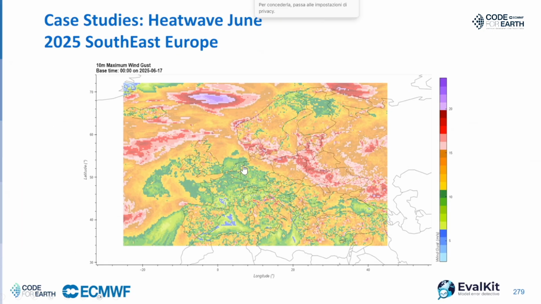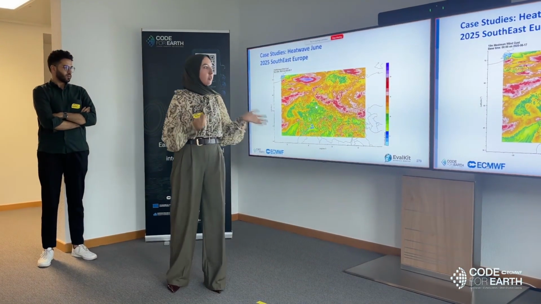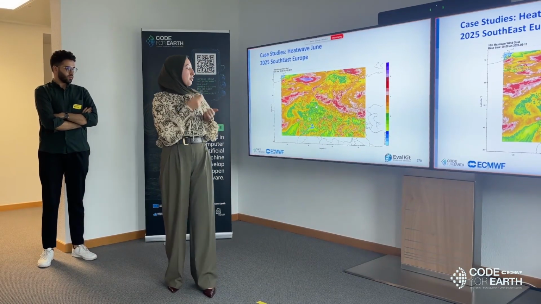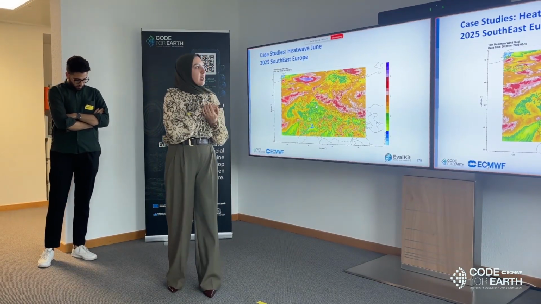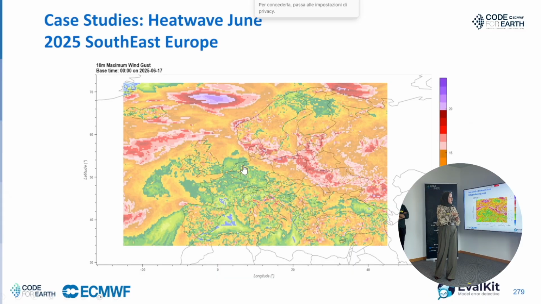Now, we have demonstrated what we've done for the three demos, but now we try to select two study cases in order to apply what we've done on them. First, we have the heat wave in June 2025 in Southeast Europe. Here we have the dynamic map used to plot the wind gust.